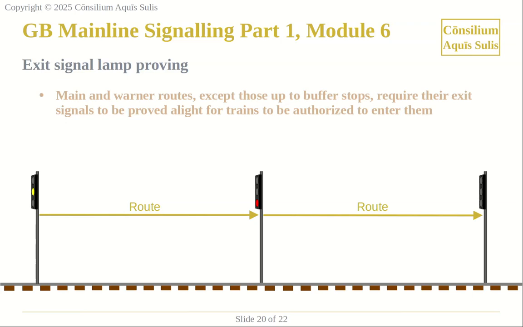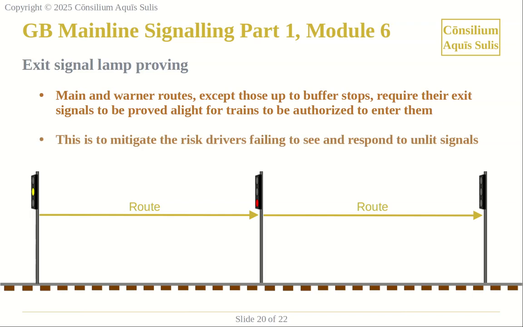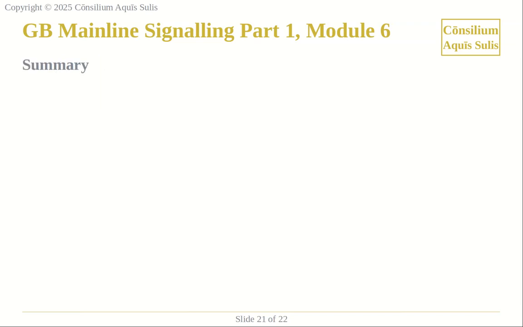Finally, main and Warner routes, except those up to buffer stops, require their exit signals to be proved alight for trains to be authorised to enter them, and this is to mitigate the risk of a driver failing to see and respond to an unlit signal.